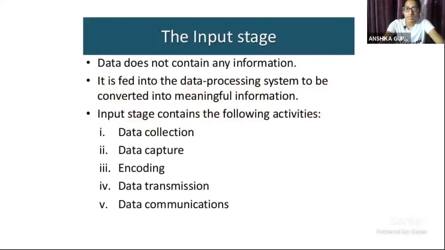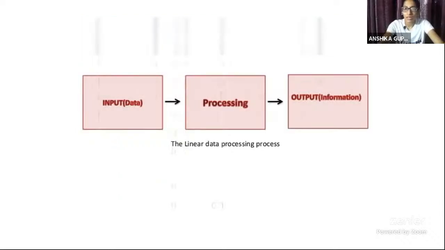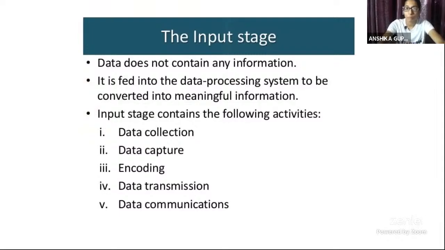Now, what is the input stage? Here we read about the input stage of processing data. Data cannot contain any information unless the user provides it, or it is fed to the data system to convert it into meaningful information. In data processing, we have five activities: data collection, data capture, encoding, data transmission, and data communication. These are the five input stages.